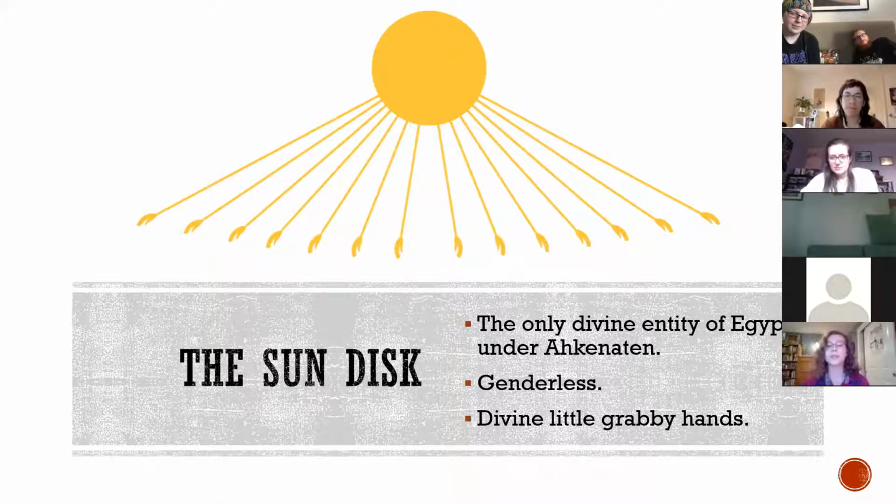Now, rays from the sun have been depicted in Egyptian artwork since the Old Kingdom, and even the shape of the pyramids symbolizes the rays of the sun. But this is the first time that small hands have been used to convey sunlight in its connection to the divine, or as I like to call them, divine little grabby hands.